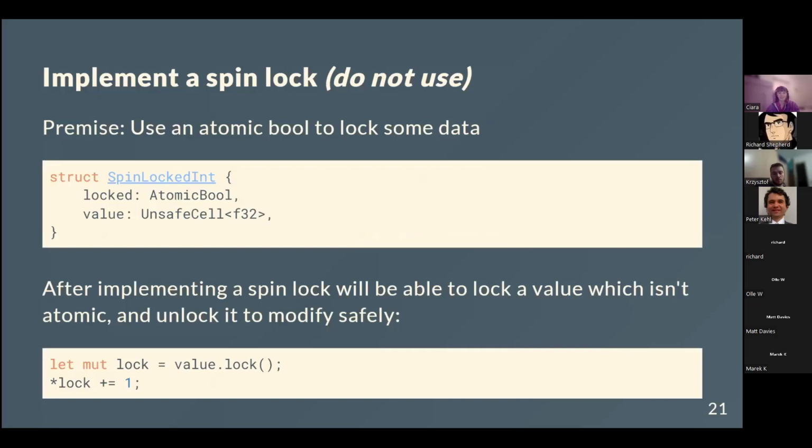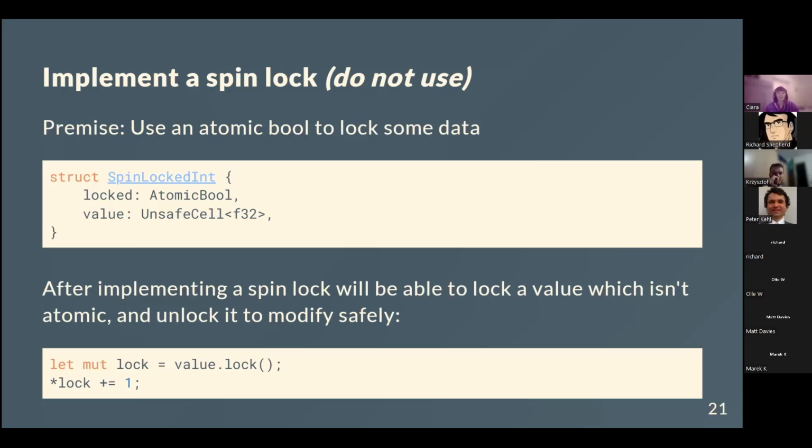So to get started, we're going to implement a SpinLock. The premise is we're going to use an atomic bool to lock some data. Here we've created a struct, and we're using that atomic bool to lock our data. The value is going to be stored in an unsafe cell, and we're going to put a float in it. We could have used a generic type here, but just for convenience, I'm just using a float.